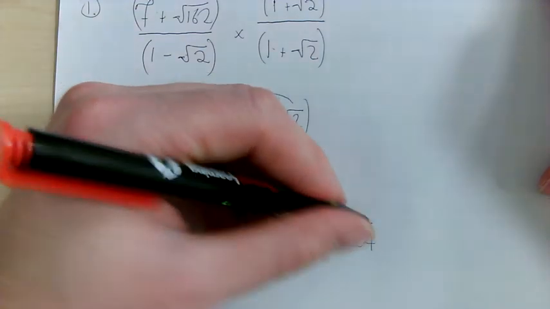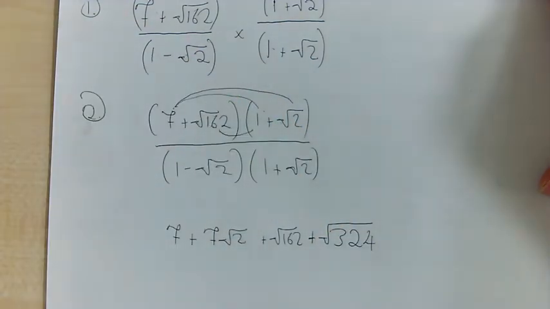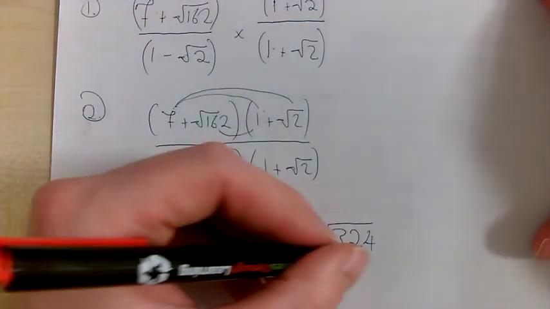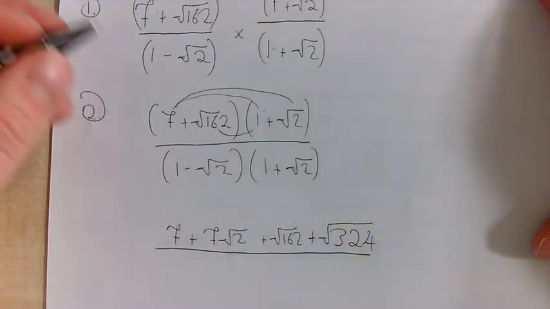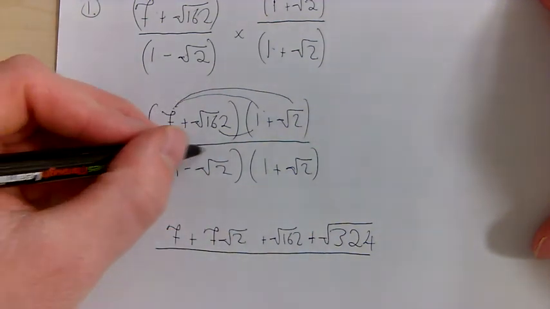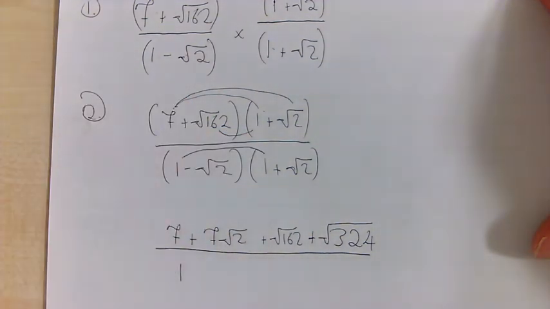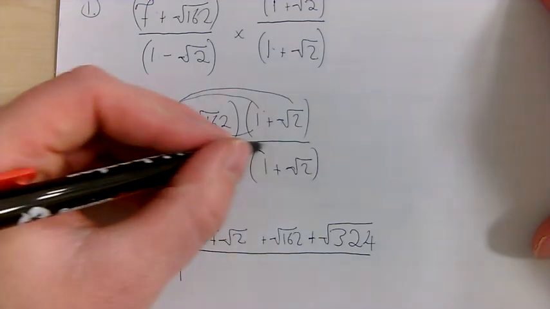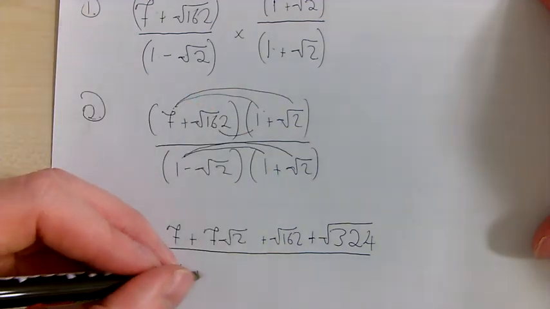Keep the surd sign, and that's a positive. So that's my numerator now. The denominator, we have got 1 multiplied by 1, 1 multiplied by plus root 2, so that'll be plus root 2.